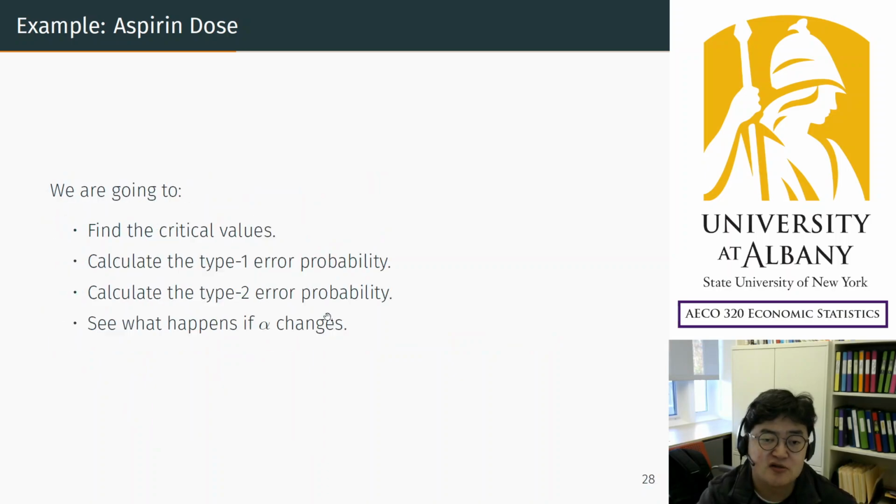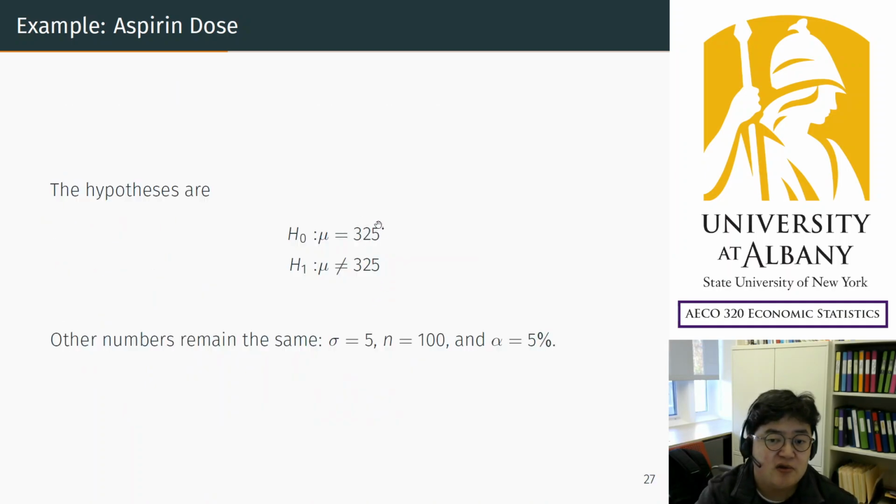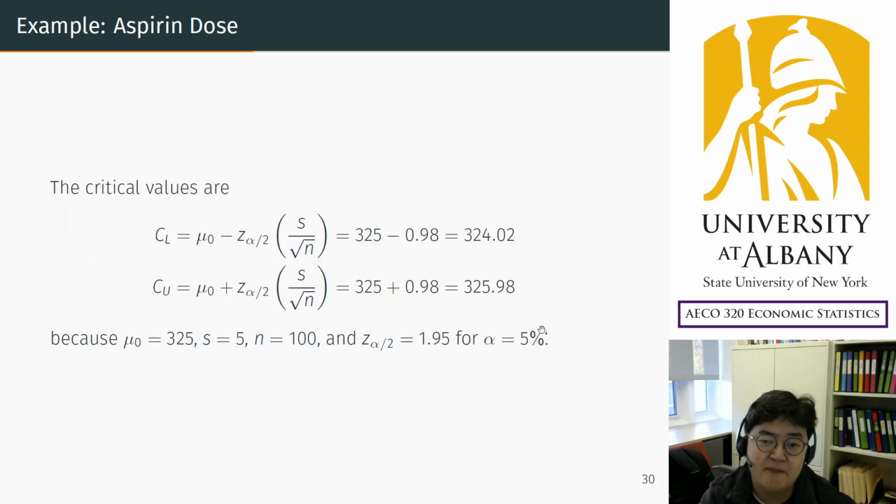Okay, the critical values. So the belief is 325, and standard error is 5 over square root of 100. So it is 0.5, and 5% significance level implies 1.96 as z alpha over 2, right? Combining all of them, you get 325, 1.96, 5, 100. Plug in the numbers, you get this, right?